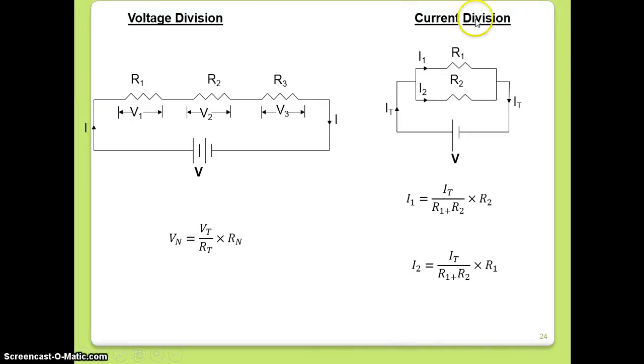So if you have more resistors connected in a parallel connection, then we will have to do a small rearrangement or modification to the network so that finally it looks like only two of them connected in parallel, and then you can apply the current division rule.